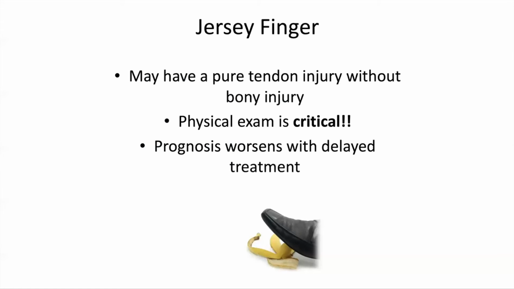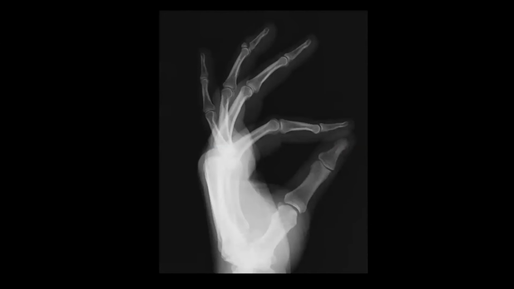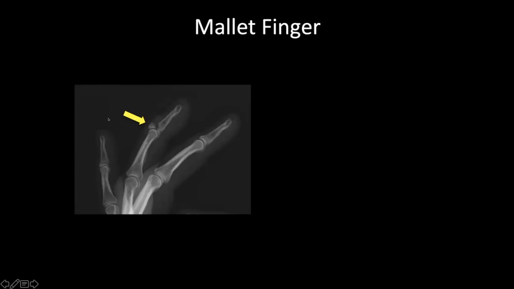And again, physical exam is really, really critical. A similar injury, this is a guy who came in who jammed his finger playing basketball. Looking at this guy's lateral, it looks at first glance like a very similar injury, except on the extensor side. And this is a mallet finger. And this is not uncommon.